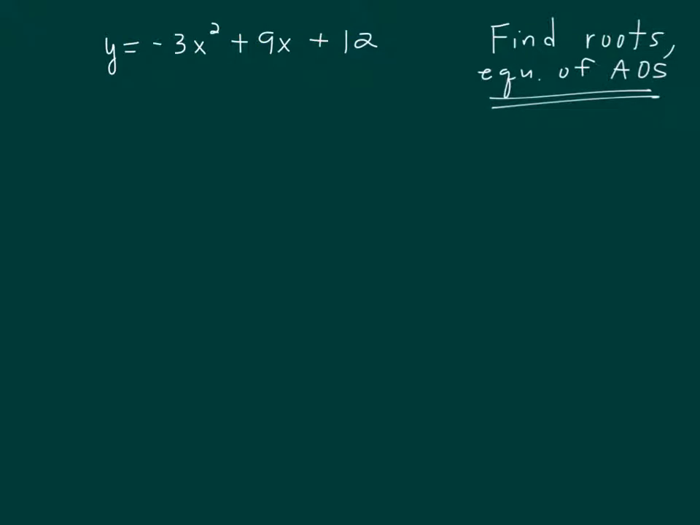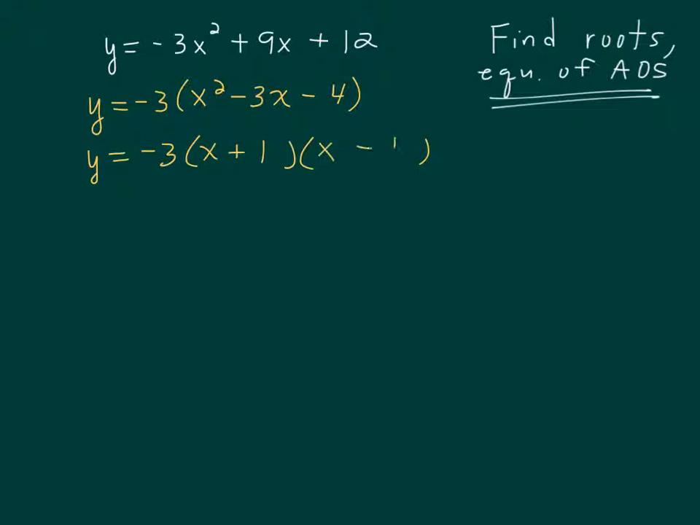Okay, so in this example, let's suppose we are given a quadratic in standard form, and we're trying to find the roots as well as the equation for the axis of symmetry. Well, we're not going to be quick to use the quadratic formula because this is factorable. So always try to first factor it. Well, we can pull out a GCF of negative 3. If we do that, we're left with x squared minus 3x minus 4. We can further factor this. This would become x plus 1 and x minus 4.